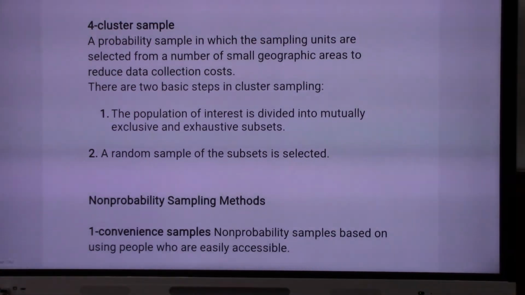Both stratified and cluster sampling involve dividing the population into mutually exclusive and exhaustive subgroups. However, in stratified samples, the researcher selects a sample of elements from each subgroup, while in cluster samples, the researcher selects a sample of subgroups and then collects data either from all the elements in the subgroup or from a sample of the elements.